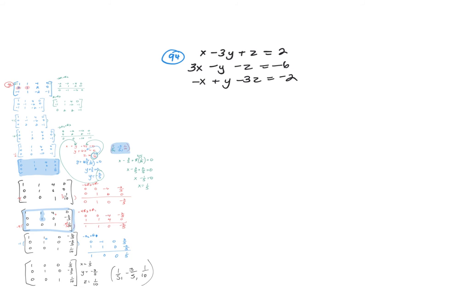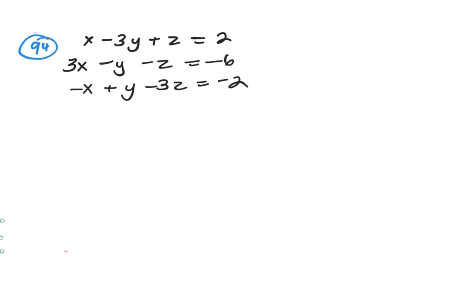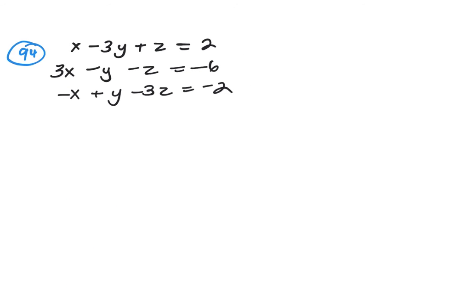All right, so this is 94. We're going to do it the exact same way as the test is going to do it. So the first question is going to say use Gaussian elimination with back substitution to solve this system. So the first thing I'm going to do is rewrite the matrix. So 1, -3, 1, 2, 3, -1, -1, -6, -1, 1, -3, -2. Now, if I have even a moment's breathing room, I'm going to stop and double check I wrote that right. Because if you start here wrong, obviously everything after here is wrong.